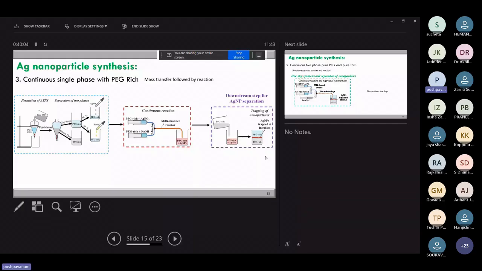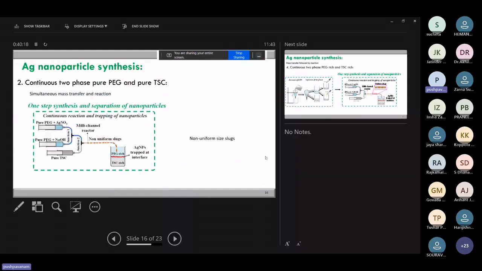When I mix pure PEG and citrate, there's some overall composition above the binodal curve. I'll get my two phases. The compositions of the two phases are my equilibrium compositions. Okay.